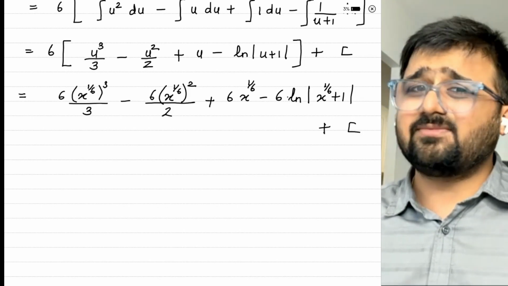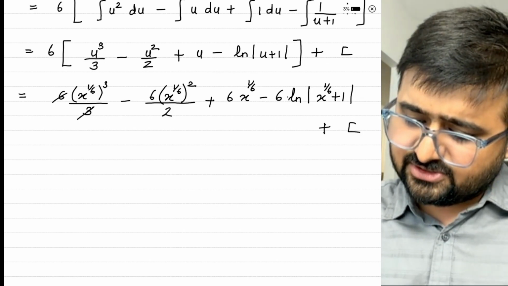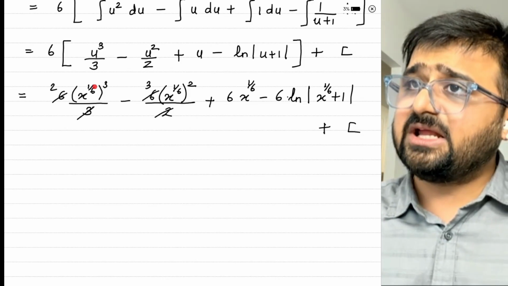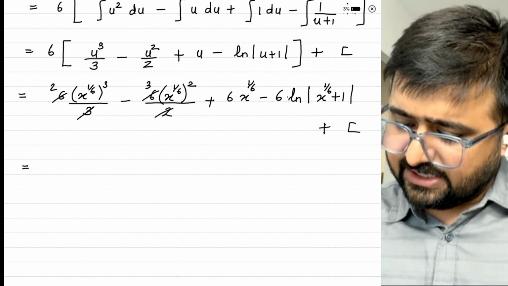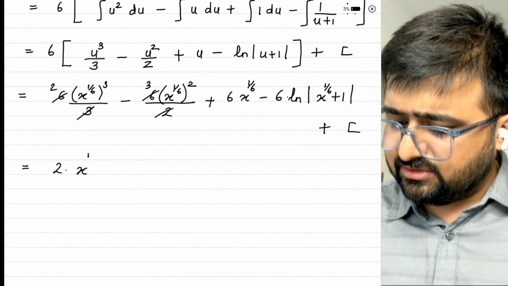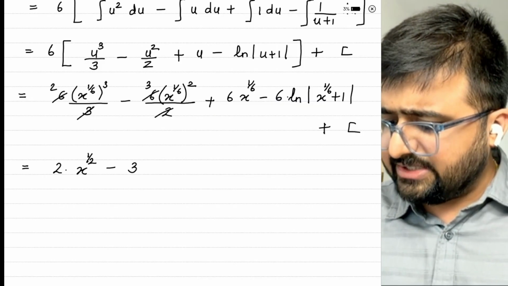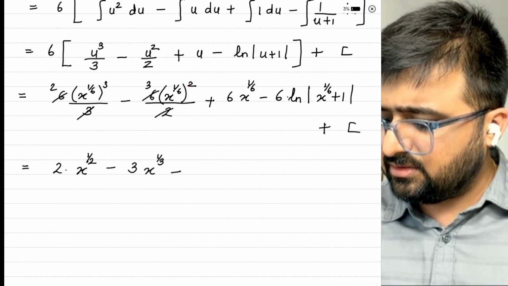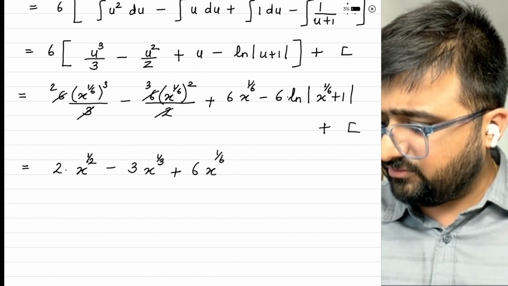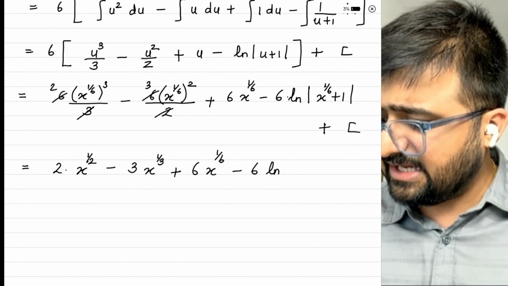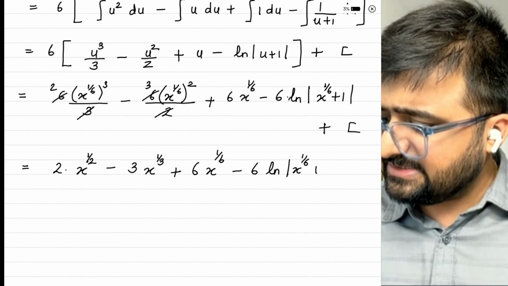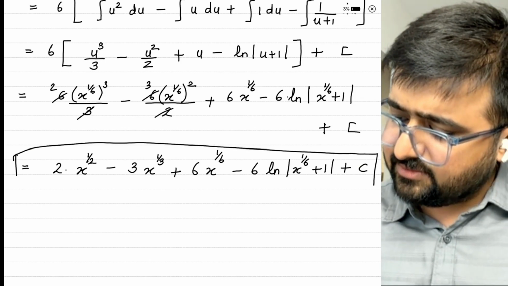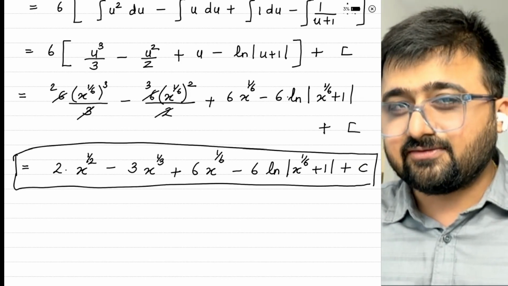We can clean this up a little bit if we want. So 3 times 2 is 6, 2 times 3 is 6, and we can multiply these using law of exponents. So we have 2 x to the power half, minus 3 x to the power, so 2 divided by 6 is 1 by 3, plus 6 x to the power 1 by 6, minus 6 ln of x to the power 1 by 6 plus 1, plus constant of integration c, and this is nothing but the final result of the integral that we are looking to solve.